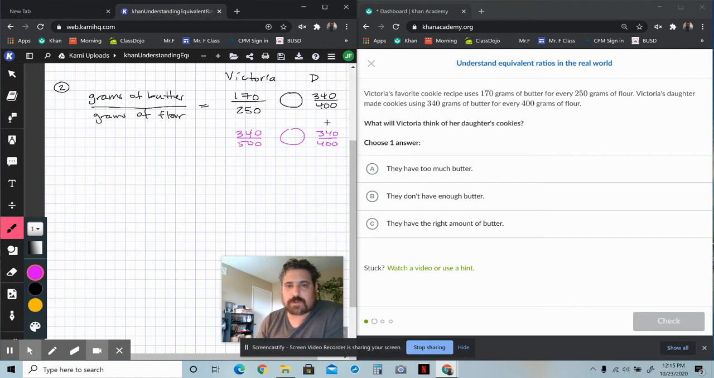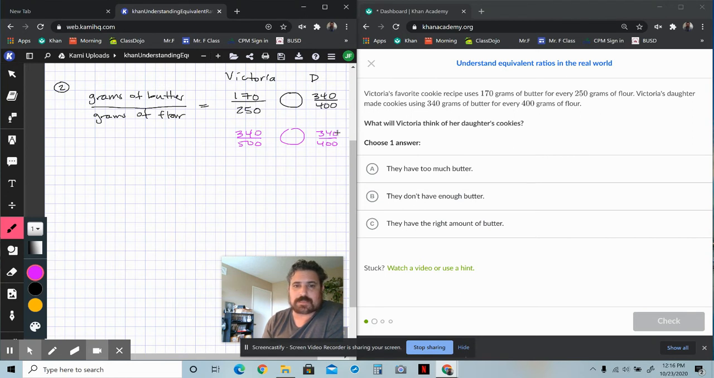So when we look at that, we can say that Victoria uses the same amount of butter, but with more flour. And the daughter uses the same amount of butter, but with less flour, right? So the ratio of butter to flour is going to be more buttery for the daughter than it would be for Victoria, right? Because 340 out of 400 is a greater value than 340 out of 500, which means that the percentage or ratio of butter to the whole is going to be greater, right? Because 340 out of 740 would be greater than 340 out of 840, right?